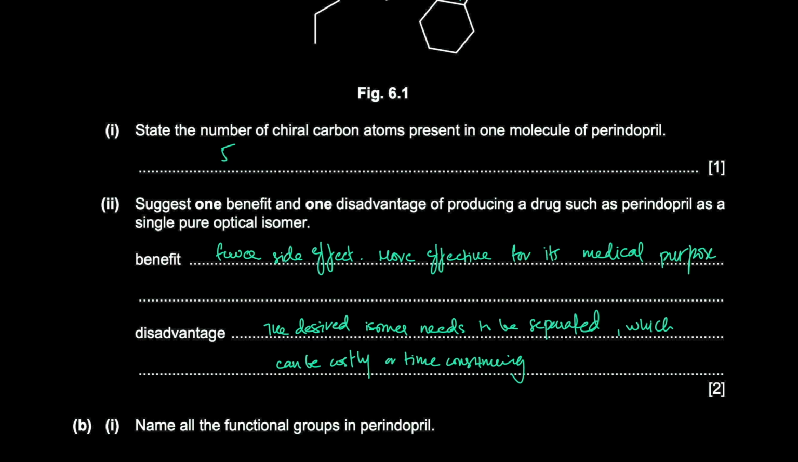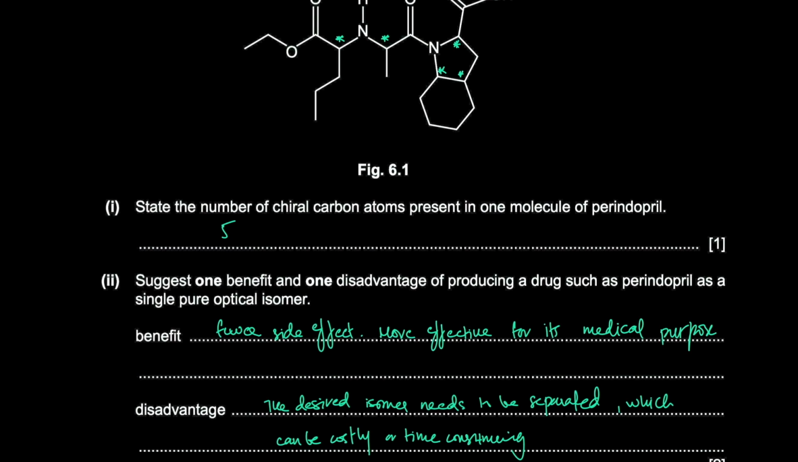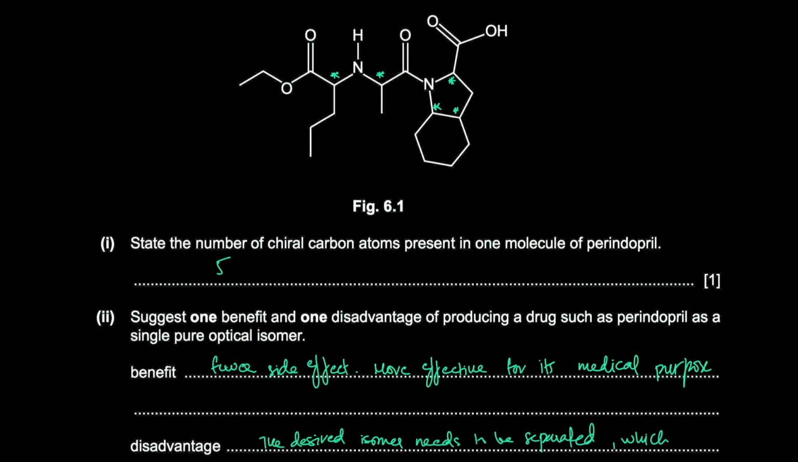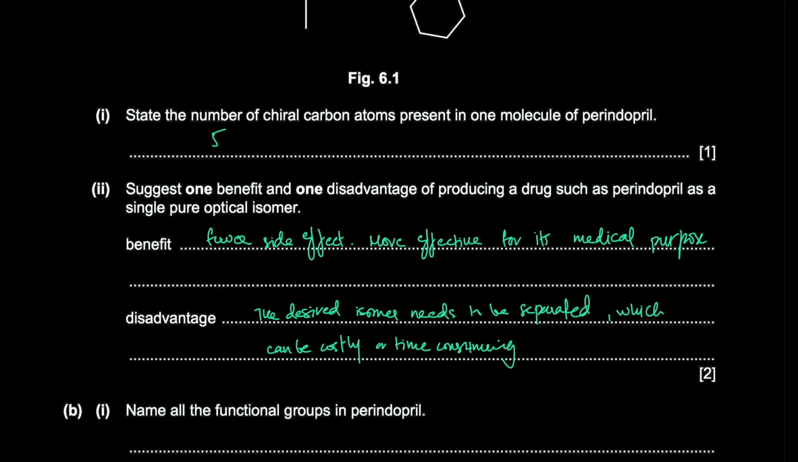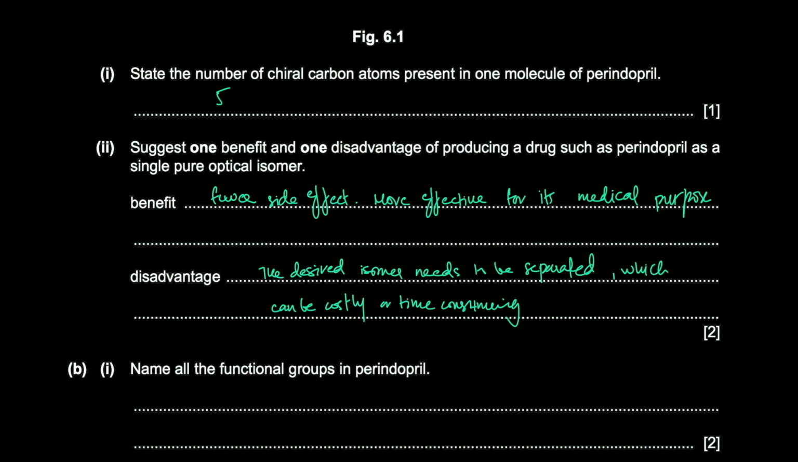Name all the functional groups present in perindopril. So all the functional groups here, well, we have an ester linkage. We have an amine, specifically a secondary amine. We have an amide, the nitrogen is bonded to 3 carbons, so that's a tertiary amide, and we have a carboxyl group. So over here we can say we have an ester linkage.